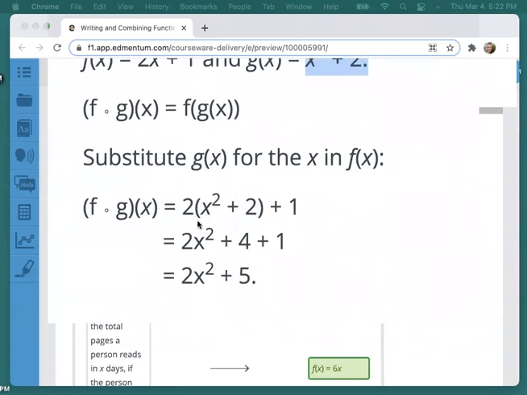So then the next step after plugging in is to distribute. So 2 times x squared is 2x squared, 2 times 2 is 4, and then combine like terms, 4 plus 1 is 5.